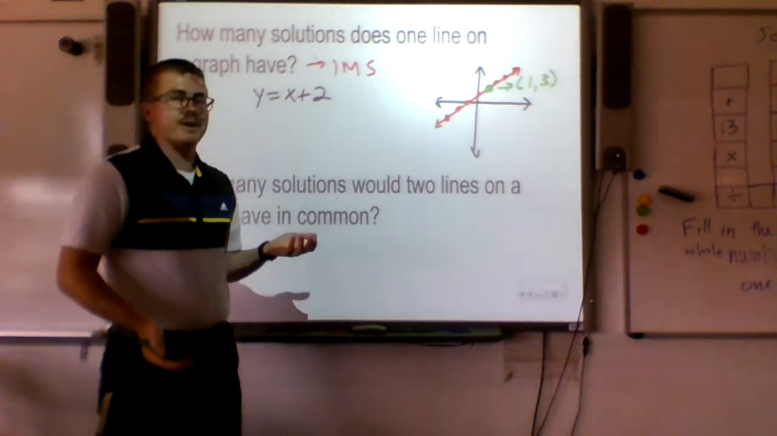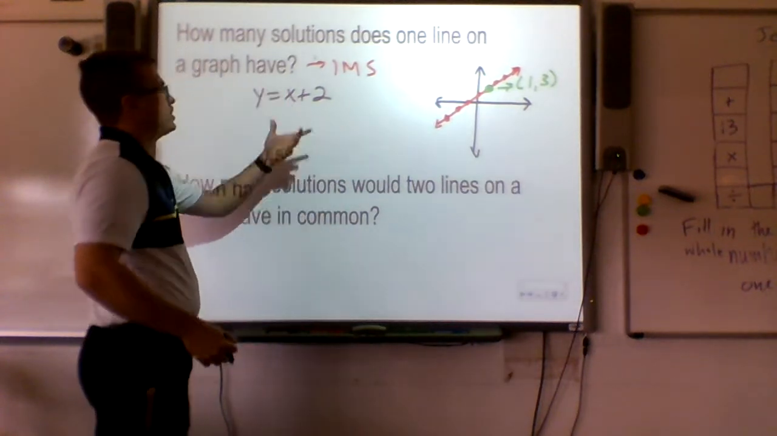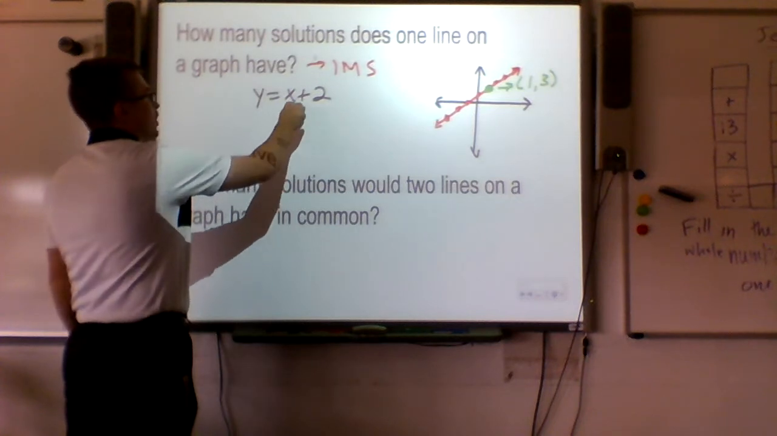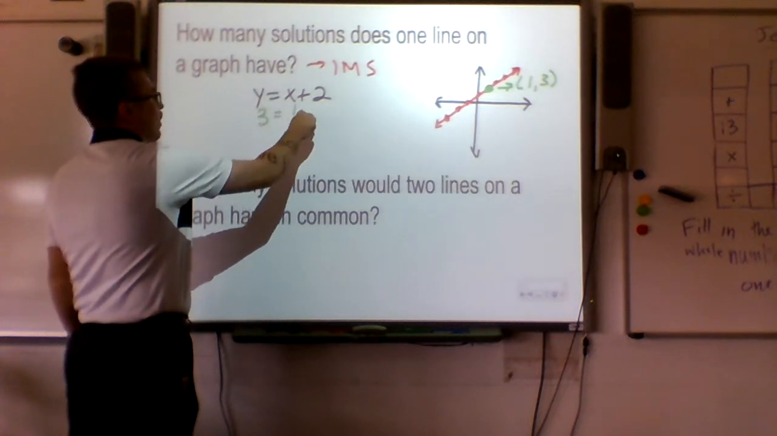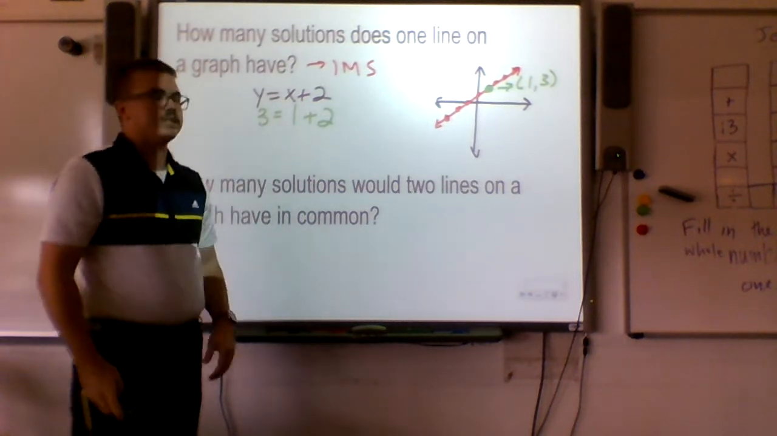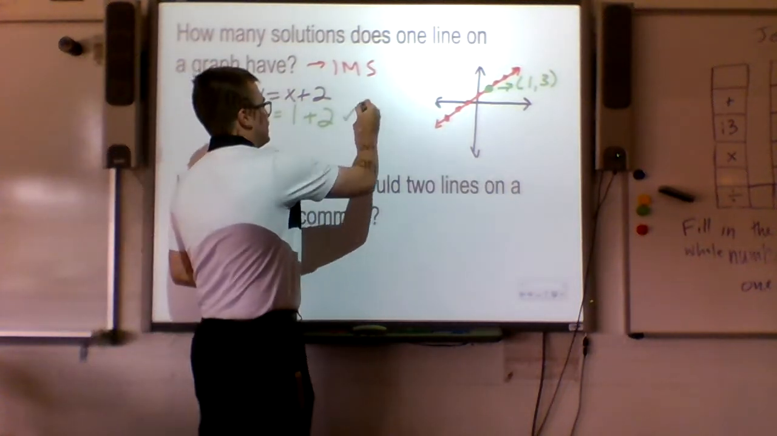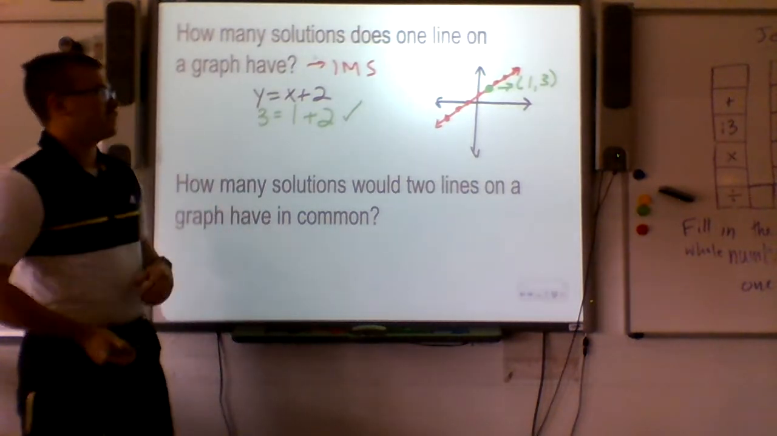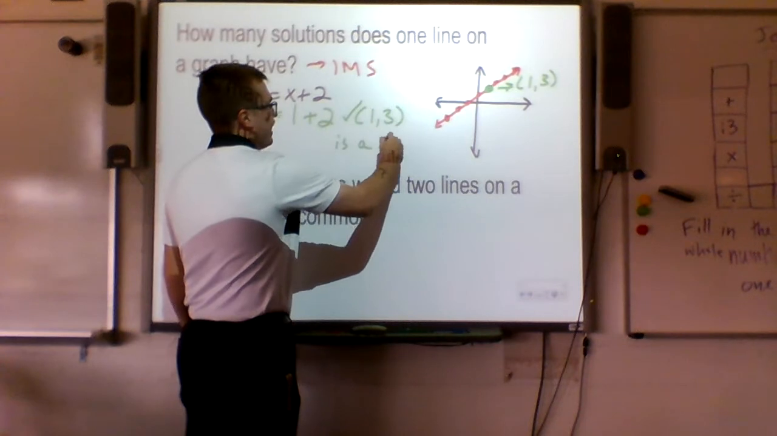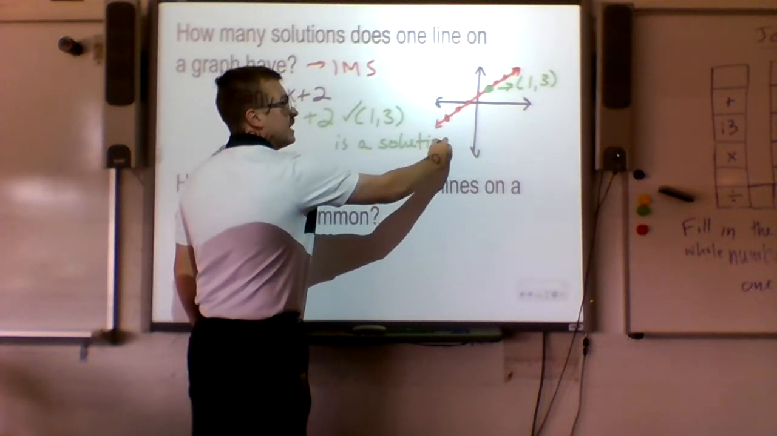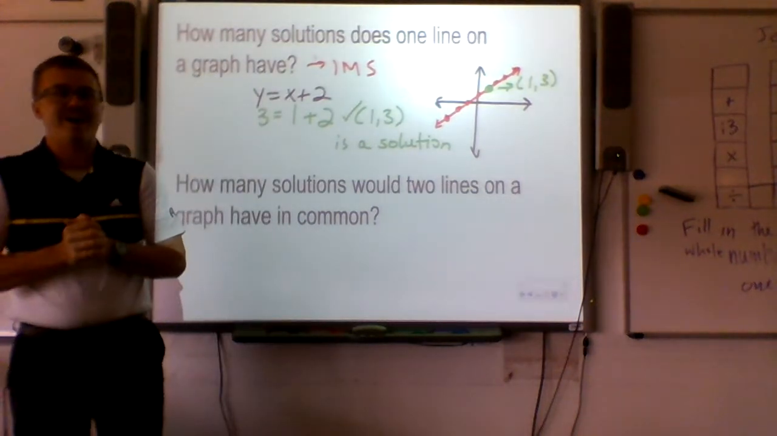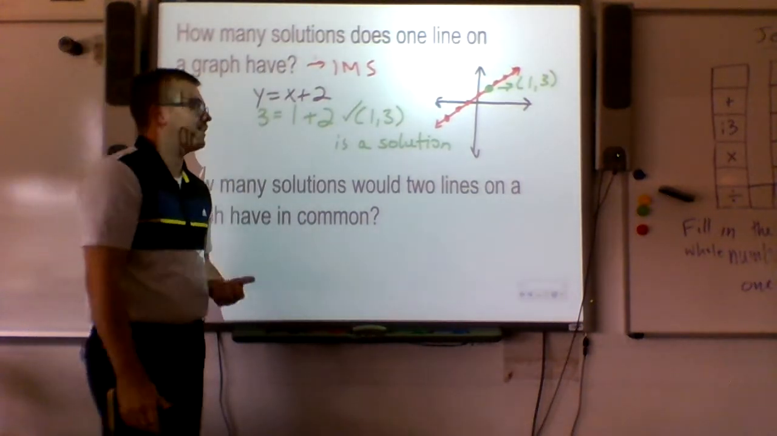Well, to double check to make sure that that is actually a solution, over here I plug in those numbers. Plug in 1 for x, plug in 3 for y. Does that make a true statement? Does 3 equal 1 plus 2? Yes, it does. So that would be a solution. So that means that 1 comma 3 is a solution. And remember, there are infinitely many of those solutions that are on that graph. Any point that's on that line.